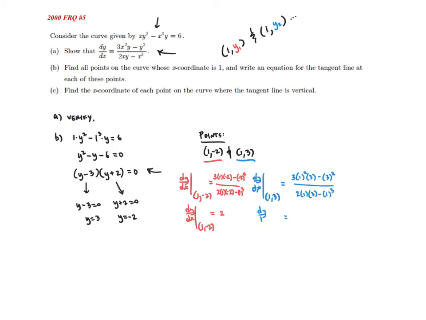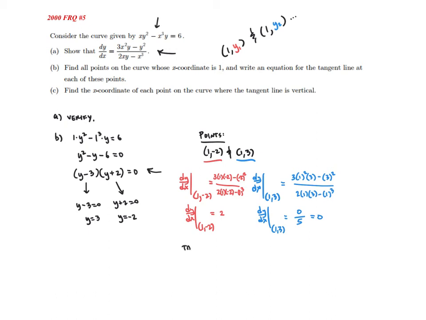So the slope of the tangent line on the curve at (1, 3) will be equal to 0 over 6 minus 1, which is 5. Okay, which clearly would then be 0. So let's write tangent line equations for both of these points.